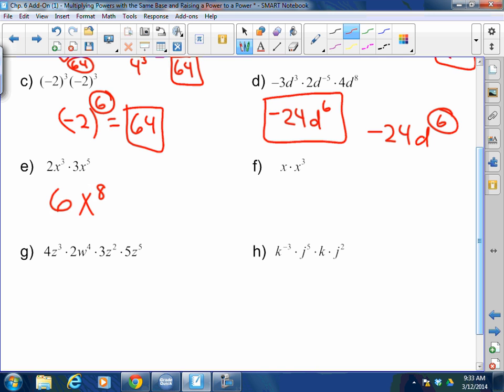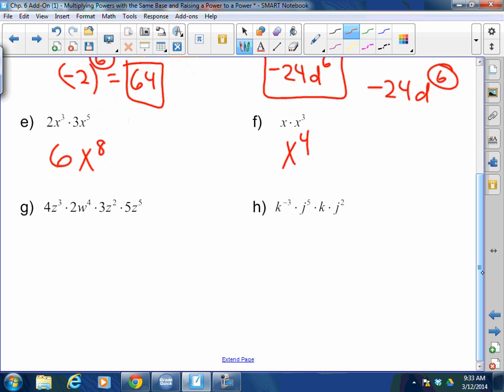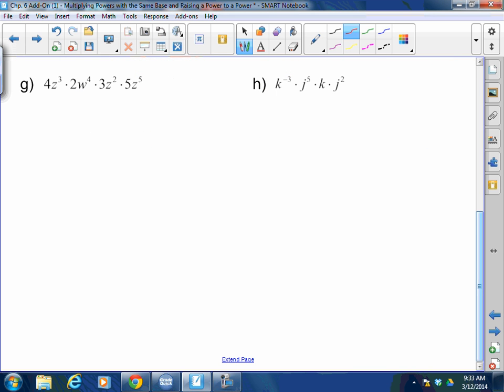Okay, so what is this one going to be? F. X to the 4th. Very good. Bingo. Next. 4z cubed times 2w to the 4th times 3z squared times 5z to the 5th. Wow, nice. I got 60 because 4 times 2 is 8 times 3.